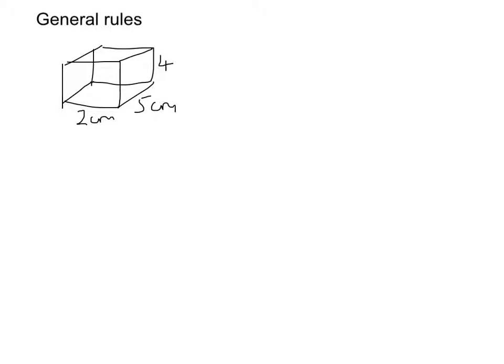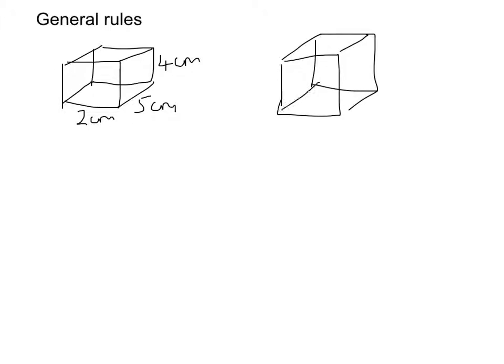Imagine that we've got a cube. Not a very good drawing, but you'll get the rough idea. Here's our cube. Let's say it's got sides of 2 centimeters and 5 centimeters and a height of 4 centimeters. A similar cuboid would be one that's got the same types of dimensions but all have been increased by the given scale factor. So let's say it's all got a scale factor of 2.